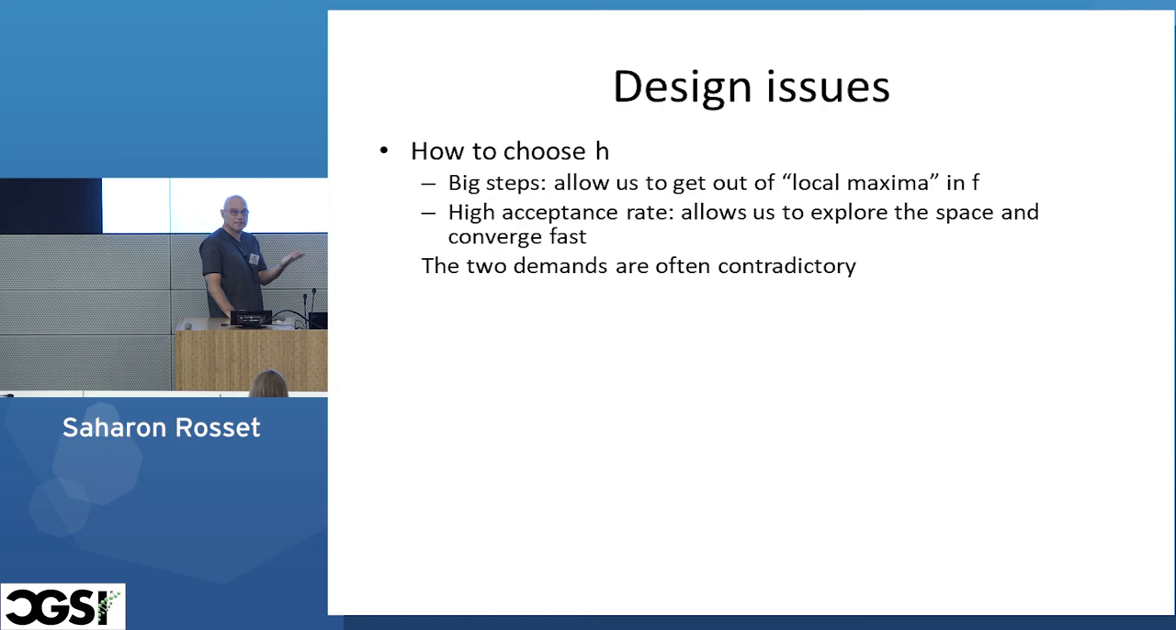So a key question is, how do I choose this h, the proposal function? I want h to make big steps, because when I'm on this hill, I want to be able to go down and up to an even bigger hill. So I want big steps to escape local maxima in f. On the other hand, I want a high acceptance rate, so I want it to make moves many times, not be stuck at one point and constantly get rejected. These two demands are often contradictory. If I try to make big steps while on a small hill, 99% of the time I'm going to fall right off the hill and be rejected, so I may end up not moving. If I just make tiny steps, I just move around the peak of the hill, and I also can't get off the hill. So that trade-off between making big steps and wanting a high acceptance rate is key in designing h.